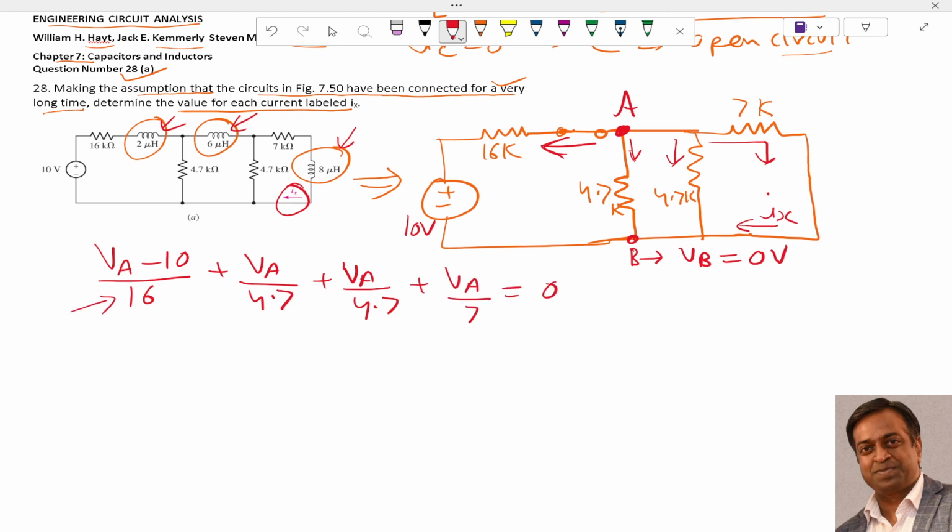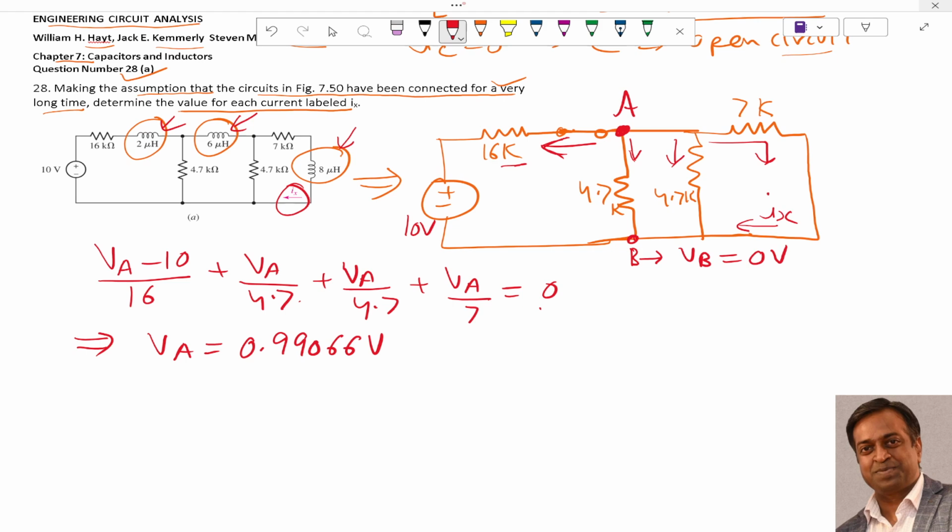And remember, in the denominator, this is K. Even if we convert it into ohm by placing 10 cross 3, 10 power 3, in each denominator, since on the right side we have 0, it will be cancelled out. That is the reason I have not put this 10 power 3. Now if you solve this, you will get the value of VA as 0.99066 volt, right? So near to 1 volt.